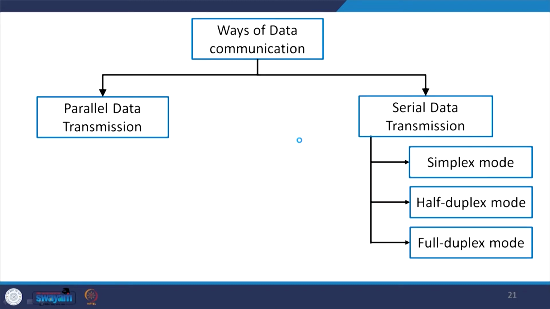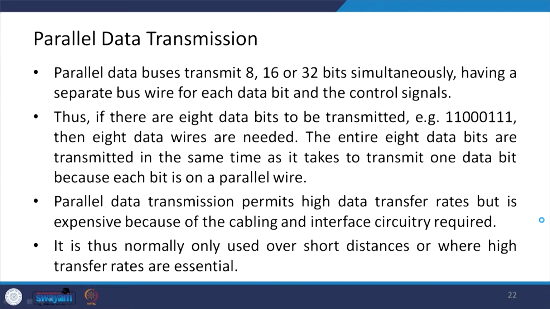Here, if we look at the ways of communication, there are essentially two ways, as I discussed earlier: the parallel data transmission and the serial data transmission. In parallel data transmission, you have parallel lines basically, and in the case of serial data transmission, we could have the simplex mode, the half duplex mode or the full duplex mode. I will be discussing all these ways. So, first of all, let us look at the parallel data transmission.